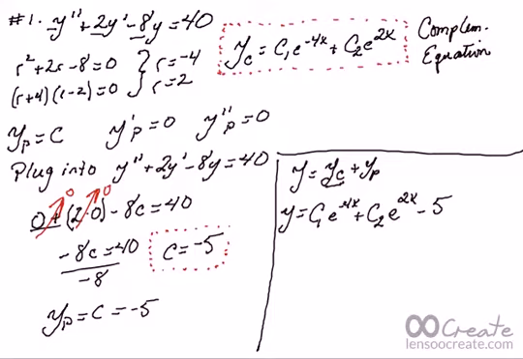Therefore, y of p is equal to c, and since c is equal to negative 5, y of p is also equal to negative 5. So if we plug that back into the equation from theorem number 7 right here out of 17.2, we have that our general solution is equal to c1 e to the negative 4x plus c2 e to the 2x minus 5.